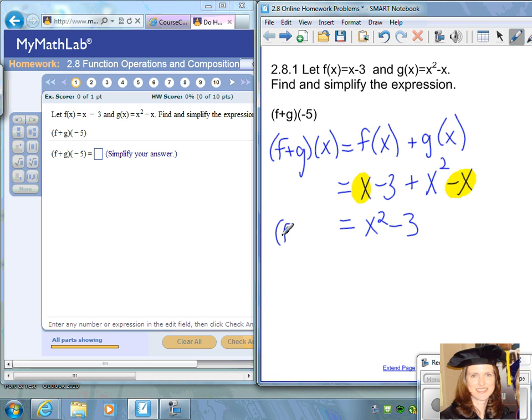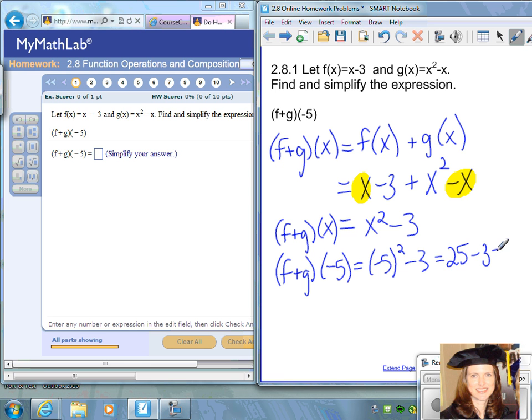So this is our general equation for f plus g of x. Now we want to find f plus g of negative 5. We can get that by plugging negative 5 into the x and then simplifying this. Negative 5 squared is 25, and 25 minus 3 is 22. So that's one way of solving this problem.